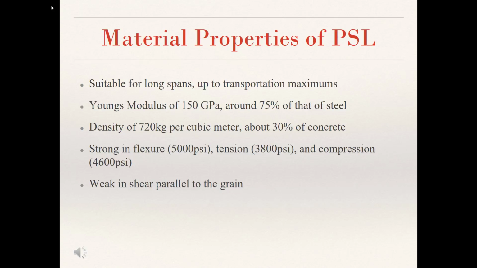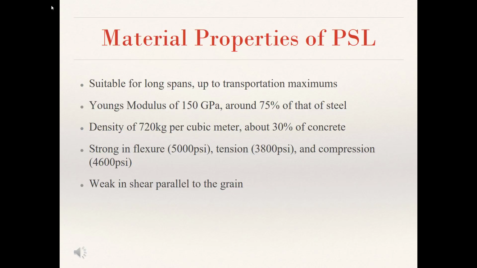Okay, now on to the technical stuff. Material properties of PSL. Parallel strand lumber is suitable for long spans, often limited only by transportation maximums of 20 meters, or 66 feet. One of the products I looked at had a Young's modulus of 150 GPa, which is around 75% of that of steel. The same product had a density of only 720 kilograms per cubic meter, about 30% of that of concrete.